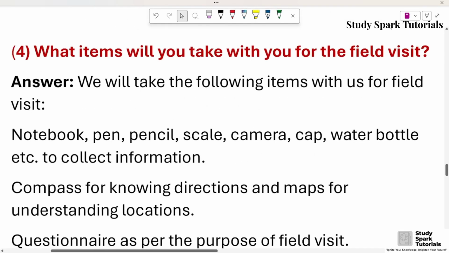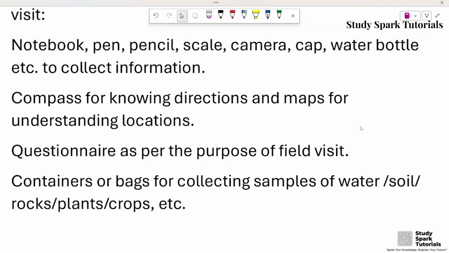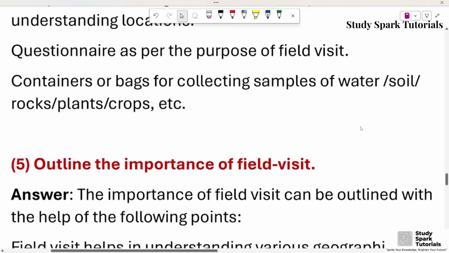Fourth, what items will you take with you for the field visit? Answer, we will take the following items with us for a field visit. Notebook, pen, pencil, scale, camera, cap, water bottle, etc. to collect information, and personal compass for knowing directions and maps for understanding locations, questionnaire as per the purpose of the field visit, containers or bags for collecting samples of water, soil, rocks, plants, crops, etc.